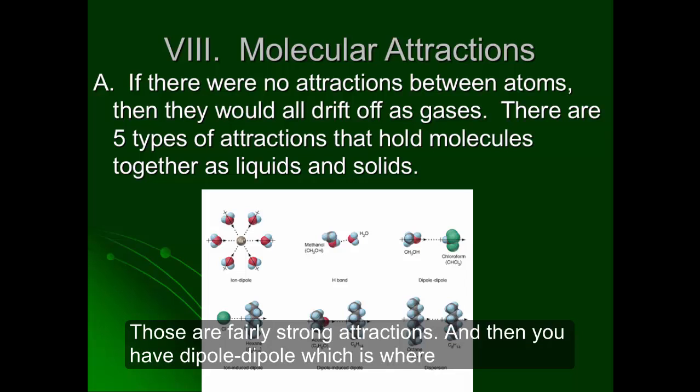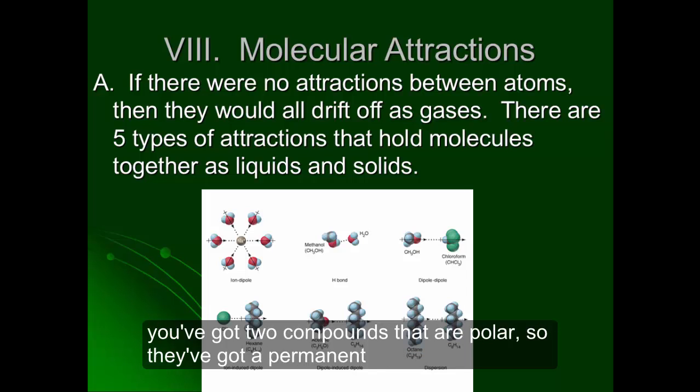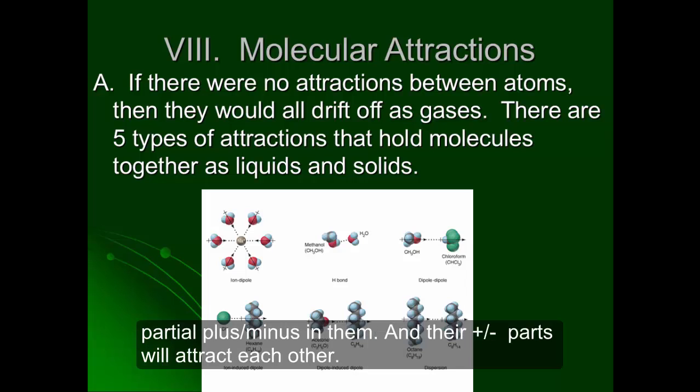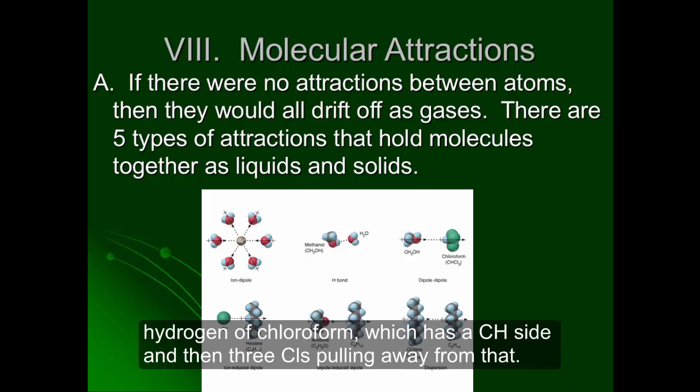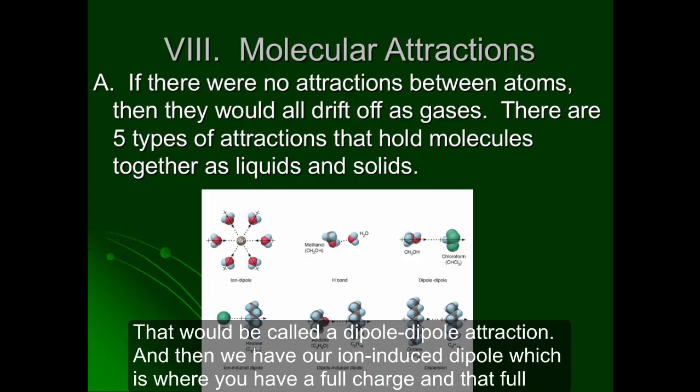And then you have dipole-dipole, which is where you've got two compounds that are polar, so they've got a permanent partial plus and minus in them, and their plus and minus parts will attract each other. So here we have an oxygen that's negatively charged. It's attracted to the positively charged hydrogen of chloroform, which has a CH side and then 3 Cls pulling away from that. That would be called a dipole-dipole attraction.